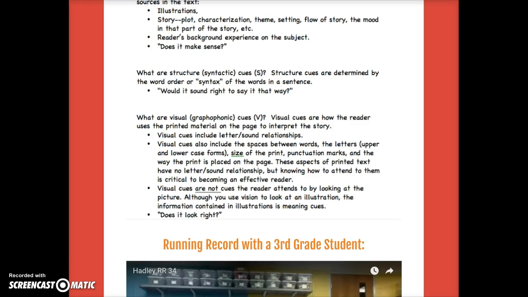Now, visual cues are not the cues the reader attends to by looking at the picture. And I think that gets confused a lot. When students are using the picture heavily, that actually goes up in meaning. They're making sense of the pictures to help them with the story. The visual cues are the words themselves. And so, again, asking students, really prompting them, does that look right when they are reading a word and making errors, to help them really rely on that strategy if they struggle with the visual cues.